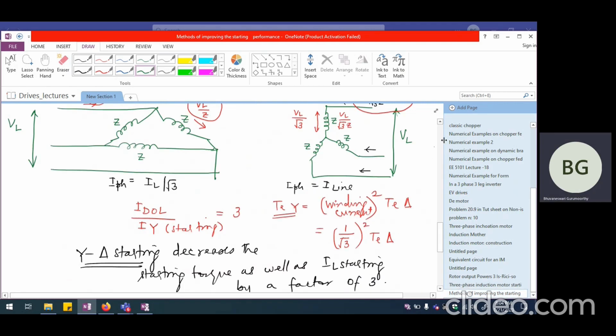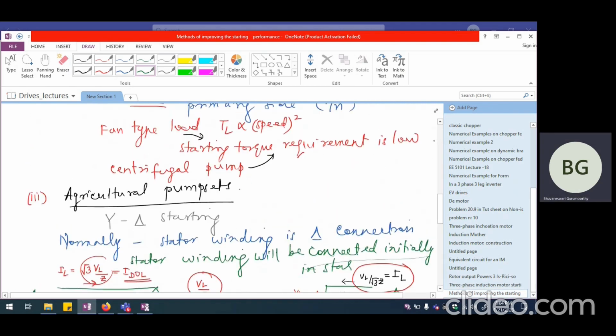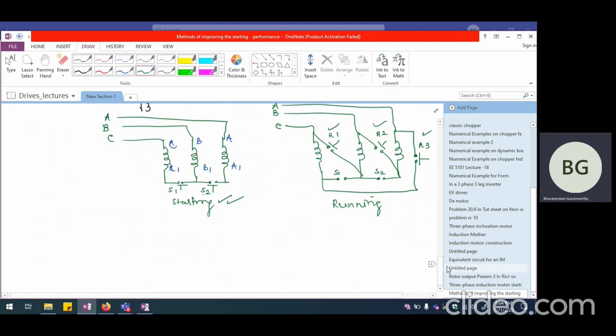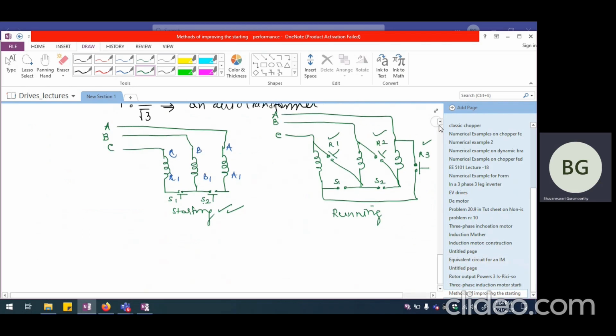Okay. So star delta starting is very, very commonly used in agricultural pump sets. Only thing what has to be taken care of is during starting, because the machine is in star condition, there will be some induced EMF, definitely in the stator as well as rotor. Induced EMF will be there in stator and rotor winding.